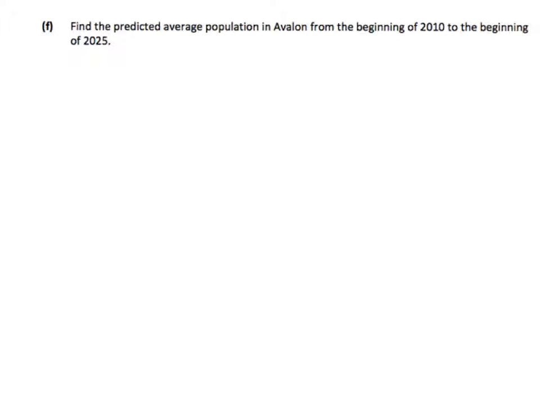Okay, so here part F, we're asked to find the predicted average population in Avalon from the beginning of 2010 to the beginning of 2025. So what we have here is an integral, and so it's the average. So first of all, let me just write down the function for Avalon. That's q of t is equal to 3.9e^(-0.05t) times 10^6.